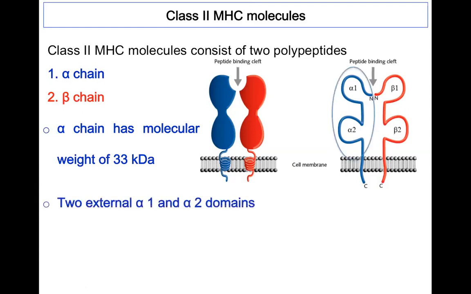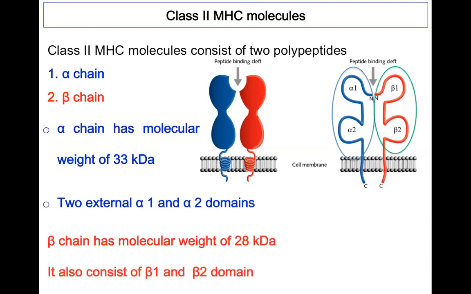As you can see here, there are two external domains, alpha 1 and alpha 2. Why do we call them external? Because they are located outside of the plasma membrane. Similarly, the beta chain also has two external domains, called beta 1 and beta 2. The beta chain has a molecular weight of 28 kilodalton.